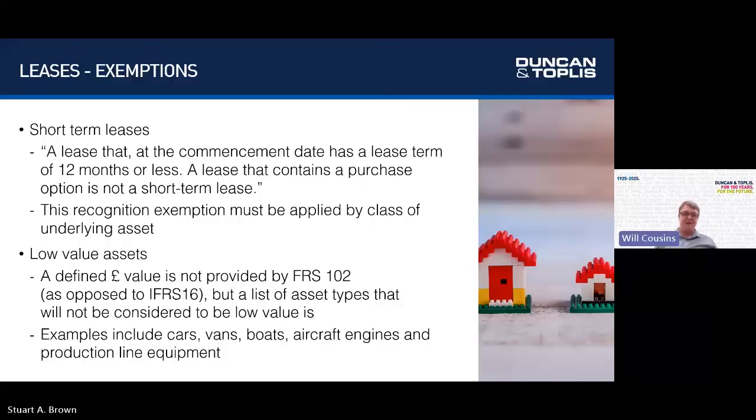The other exemption is low value assets. IFRS 16 gives a value, but FRS 102 does not put a monetary value on low value assets. There is a list of asset types that cannot be considered low value, such as cars, vans, boats, production line equipment, vehicles. So this would be more aimed at low value contracts for phones, for example, potentially.